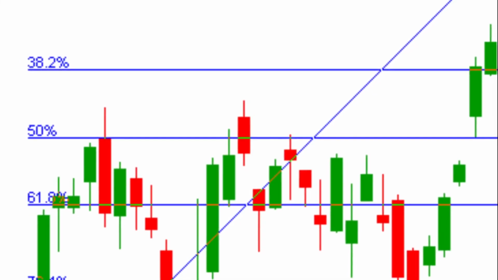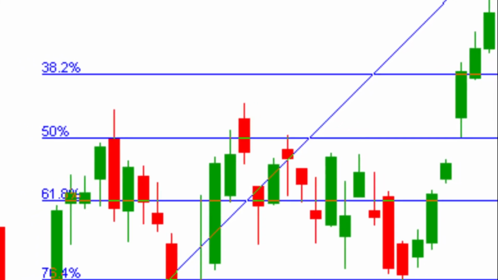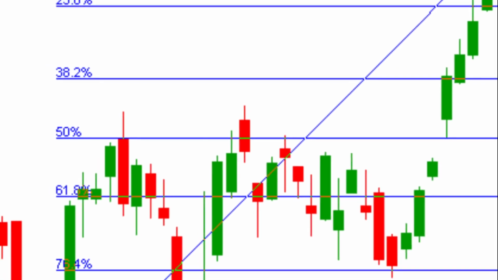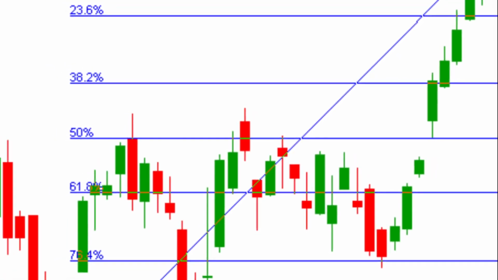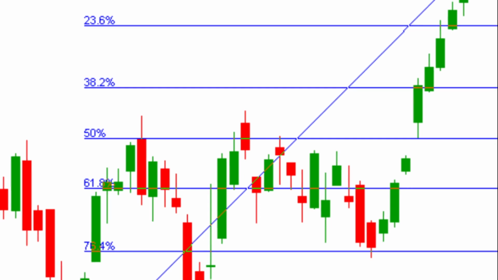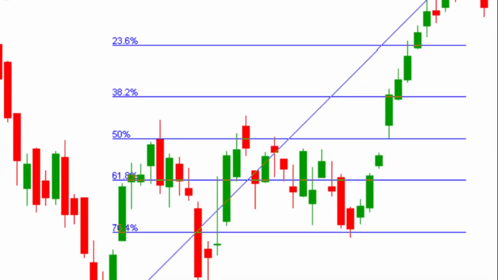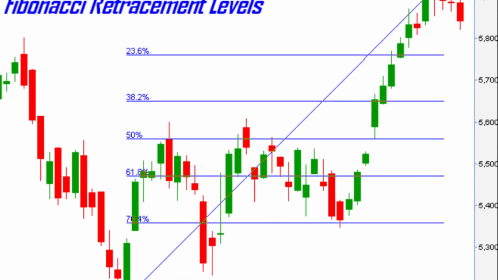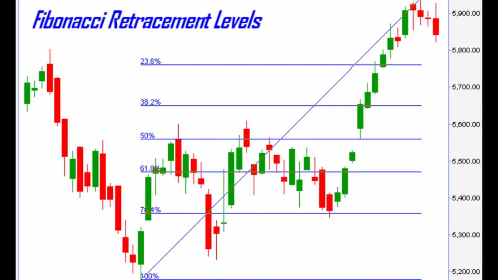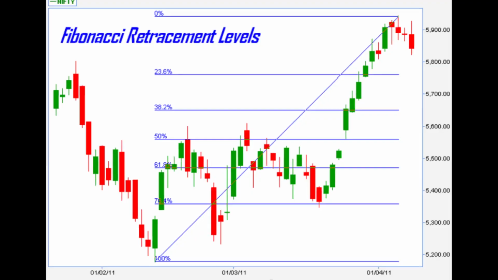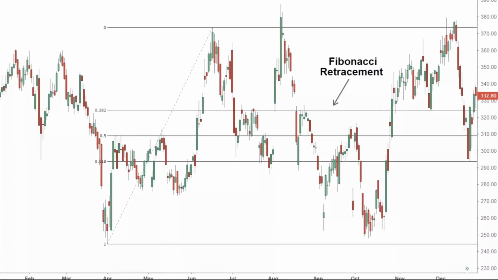So what are Fibonacci retracement levels? In trading, Fibonacci retracement is a method of technical analysis for determining support and resistance levels. They are named after their use of the Fibonacci sequence. Fibonacci retracement is based on the idea that markets will retrace a predictable portion of a move after which they will continue in the original direction.